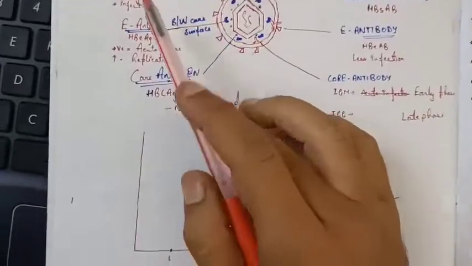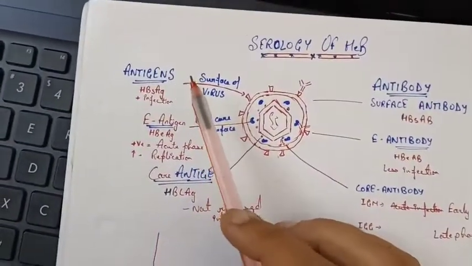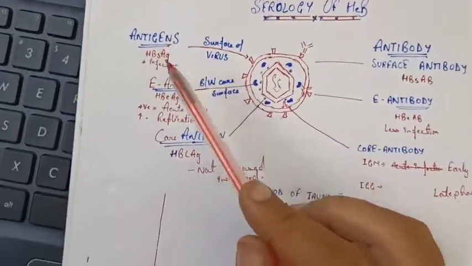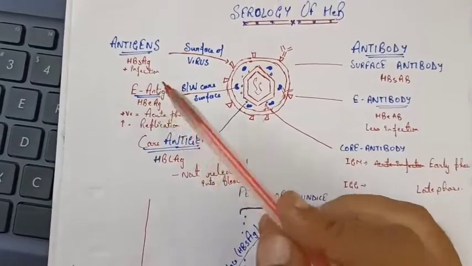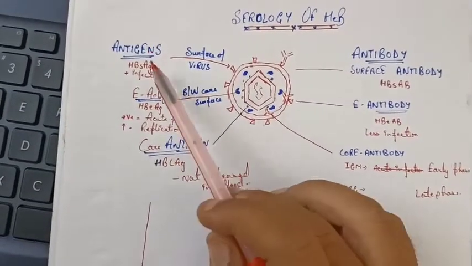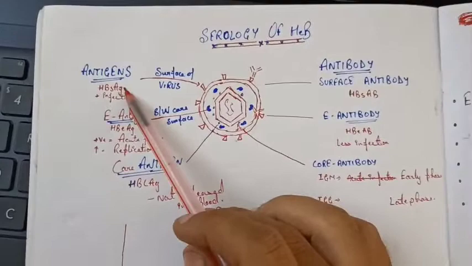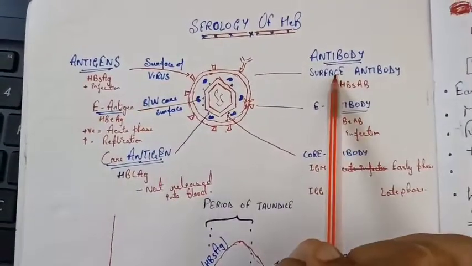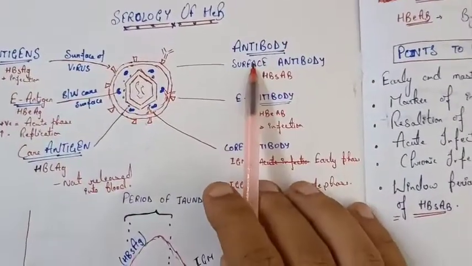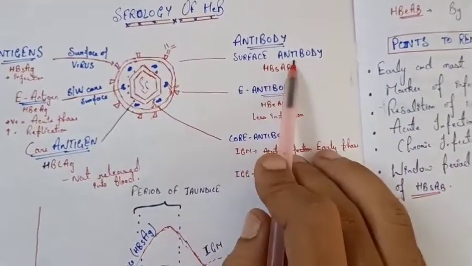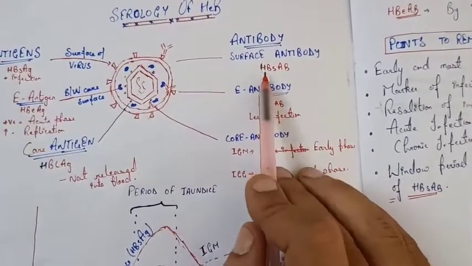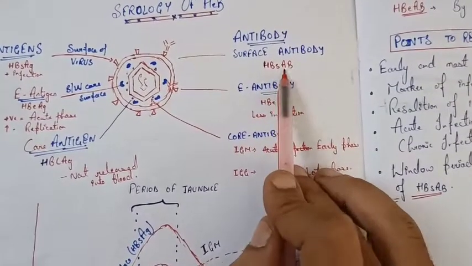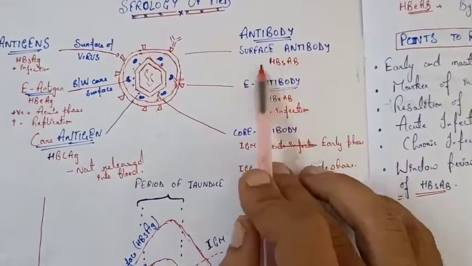Now, what we have learned till now, we have learned three antigens. Number one was surface antigen, number two was E antigen, and number three was core antigen. Now to every antigen, our immune system will respond. And how will it respond? It will respond with the help of antibodies. So now we will talk about antibodies. Number one is surface antibody. In short, we write it as HBsAb, hepatitis B surface antibody.